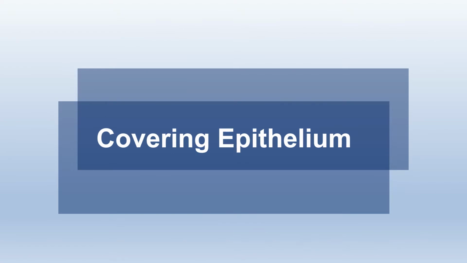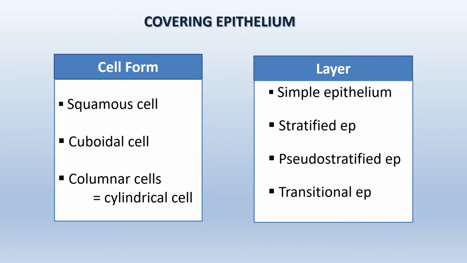First, about the covering epithelium. Covering epithelium is divided based on cell shape and type of cell layer. Based on the cell shape, there are three forms of cell: squamous cells, cuboidal cells, and columnar cells or cylindrical cells. Based on the type of layer, there are simple epithelium, stratified epithelium, pseudostratified epithelium, and transitional epithelium.